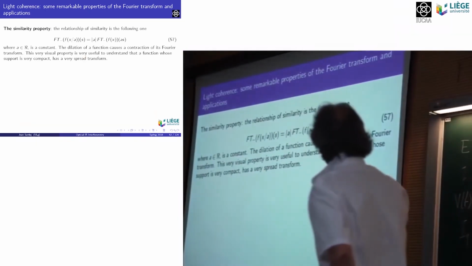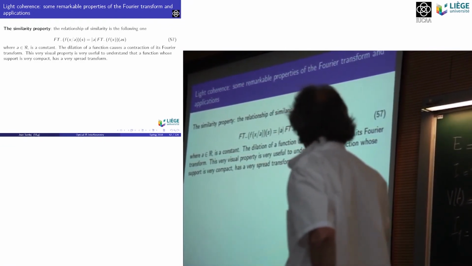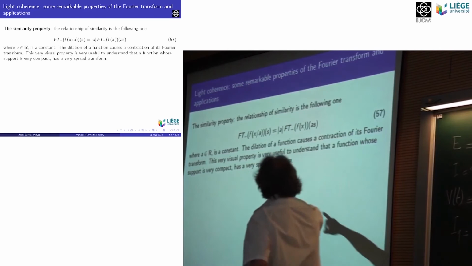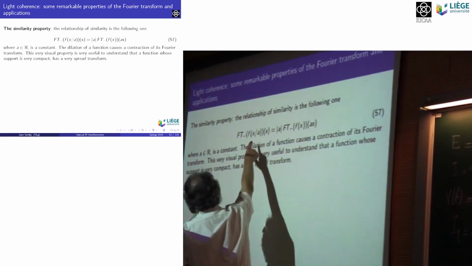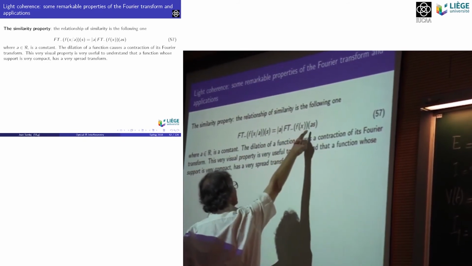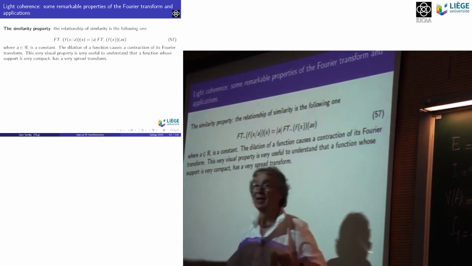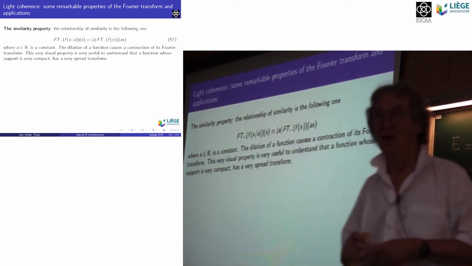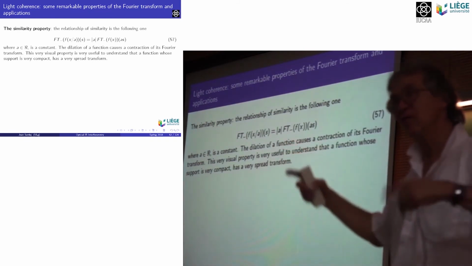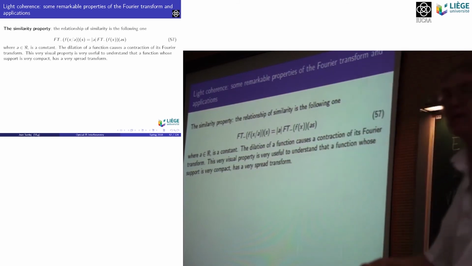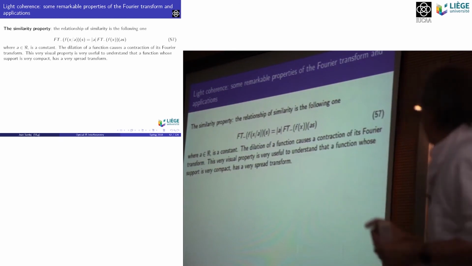The meaning of that is that the dilation of a function causes a contraction of its Fourier transform. Indeed, if a goes to 0, this goes to 0, but here you know it goes to infinity. So it means that the Fourier transform, for instance, of a Dirac function will have a very wide content in space frequencies, and vice versa. If you have a very spread function, its content in frequencies will be very narrow here.